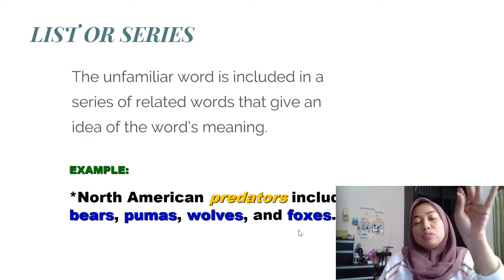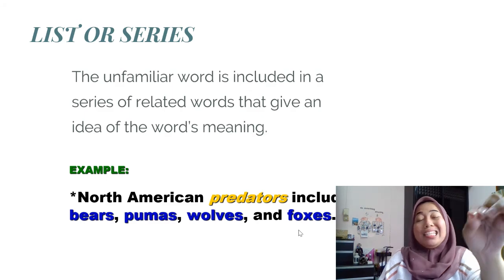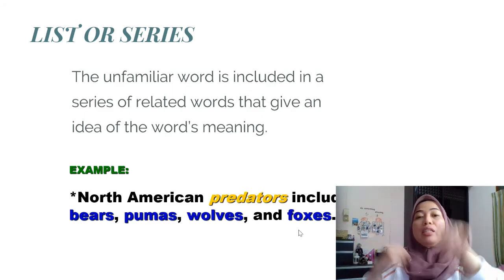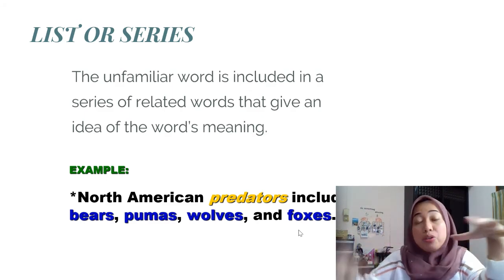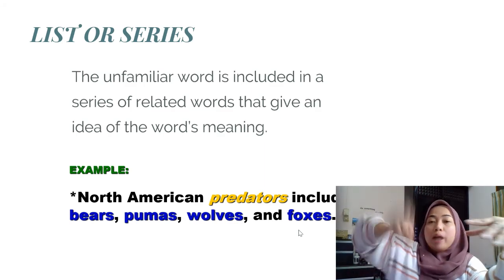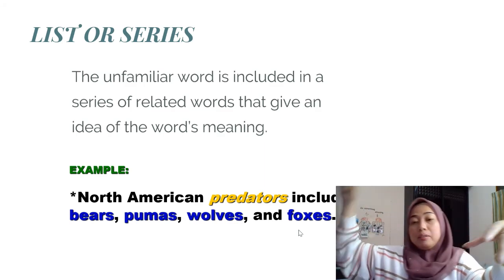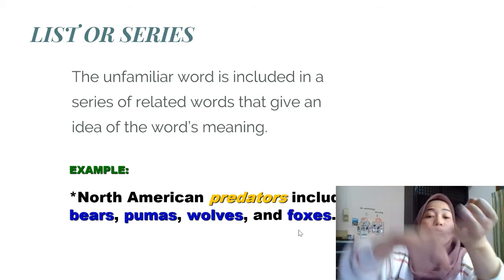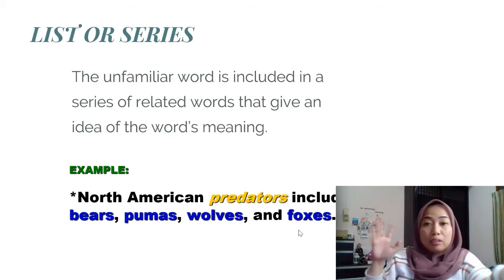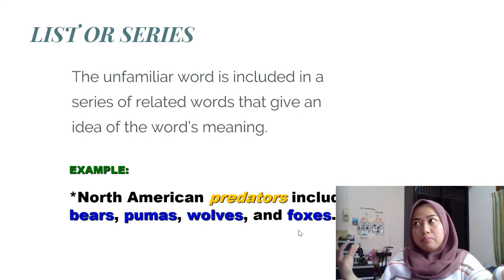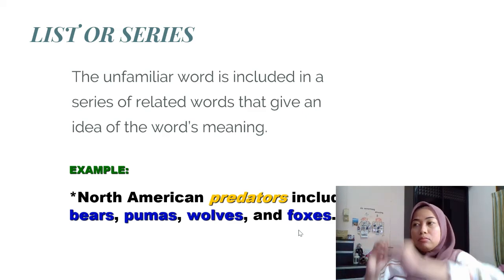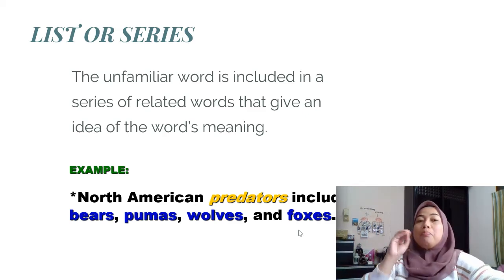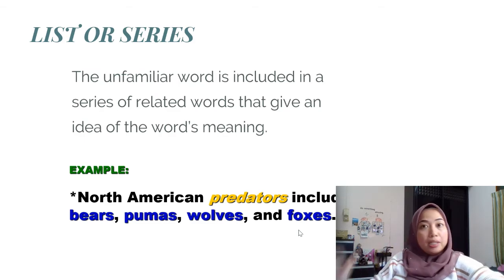So predators over here could mean a lot of things, but you're giving it some series or some list of what could be North American predators. So we can have bears, we can have pumas, we can have wolves, and we can even have foxes. So sometimes what you want to classify a thing could be based on a series or a list.